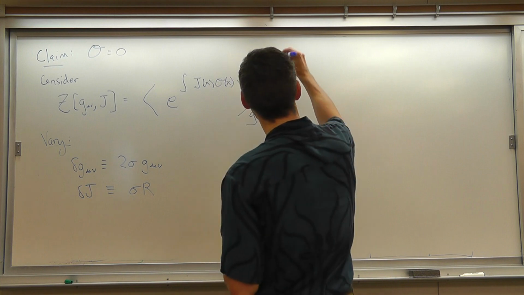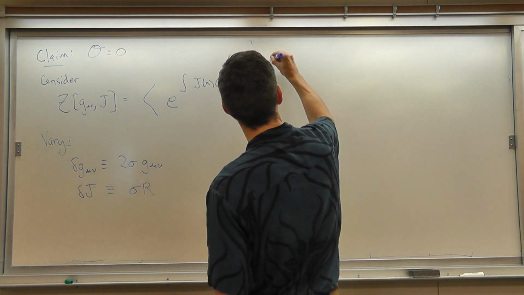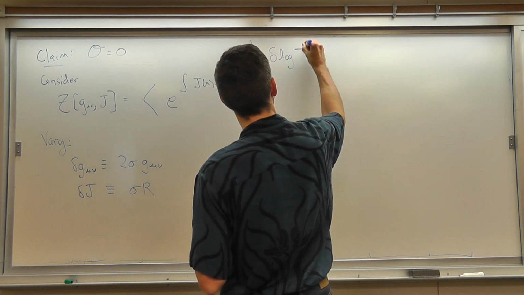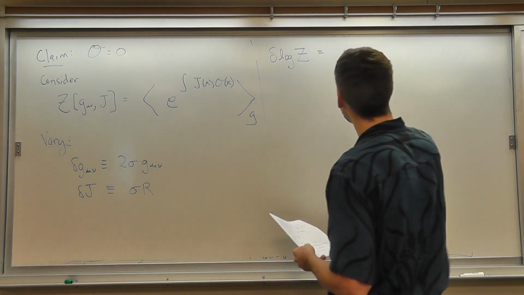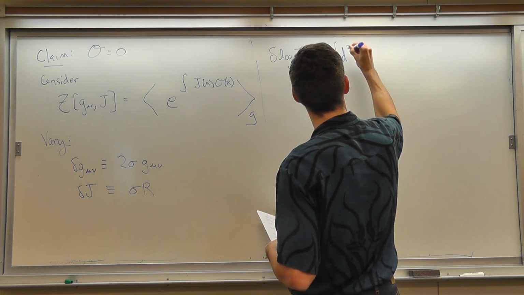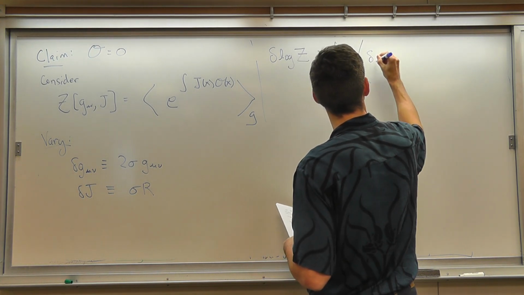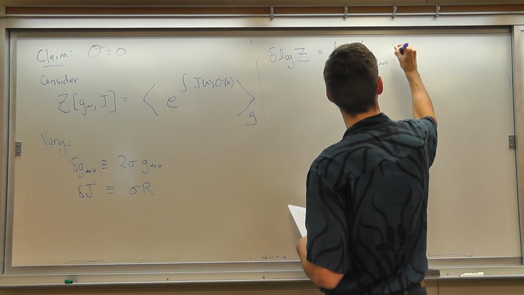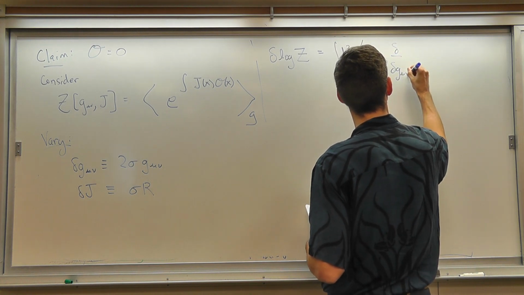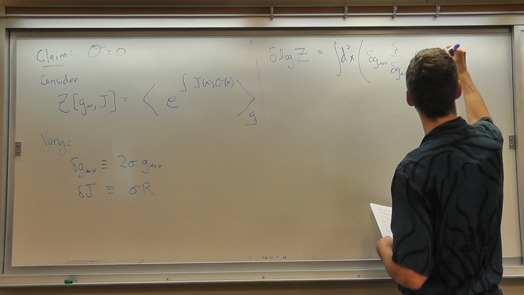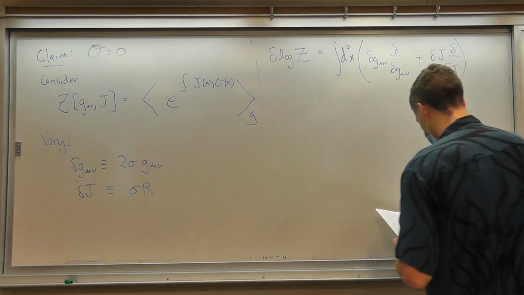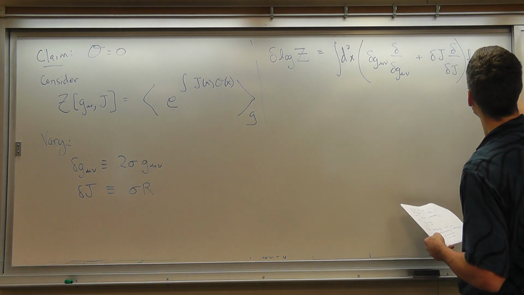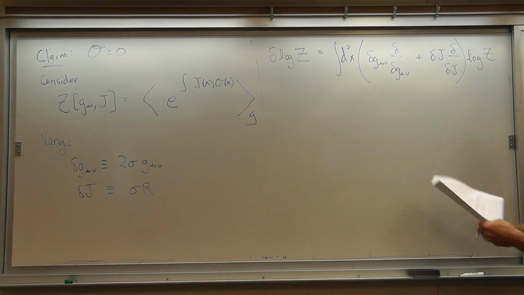Now if we vary log Z, this is the integral d2x of delta g mu nu times d by d g mu nu, plus delta J times d by dJ, of log Z. That's just a chain rule.